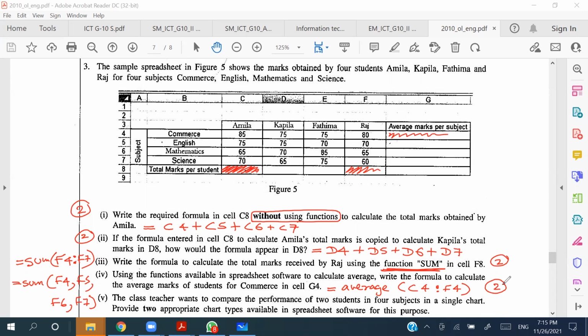So in the last part, it is saying the class teacher wants to compare the performance of two students in four subjects in a single chart. Provide two appropriate chart types available in spreadsheet software for this purpose. So you can use column charts, you can use bar charts, you can use line charts as well, right? But column and bar charts are the most common chart types for comparison. You can't take pie charts, people. Pie chart is regarding just one particular thing.